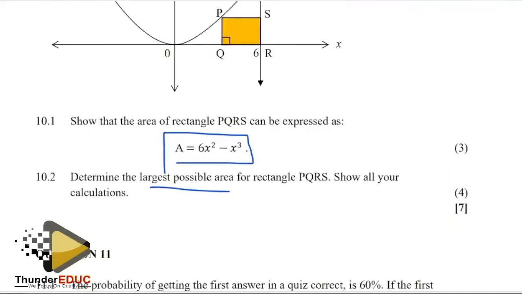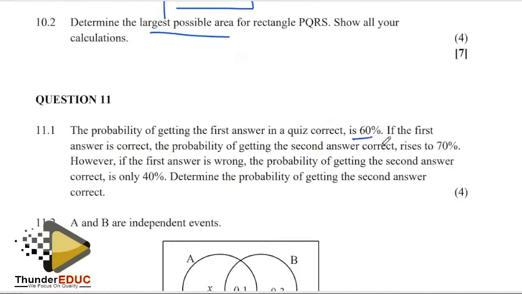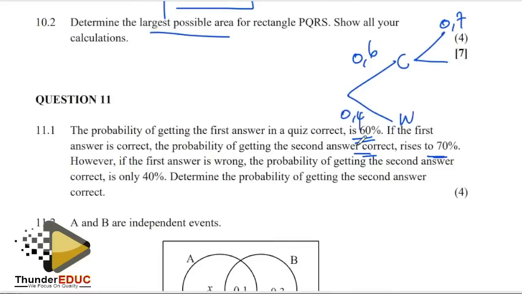When I look at this other one, they're talking about the probability of getting the first answer in a quiz being 60%. If the first answer is correct, the probability of getting the second correct rises to 70%. So this is more like a tree diagram. So 60%, which is 0.6, that's if it's correct. And then if it's correct again, it's 0.7. So remember, every branch must add up to 1. So for a wrong answer, this is going to be 0.4. And then for a wrong answer here it is going to be 0.3.